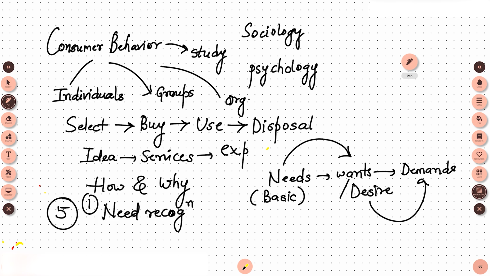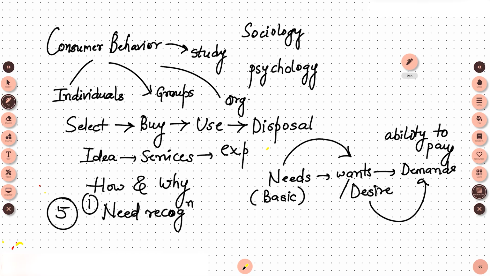Now, this particular demand is defined as the willingness and ability to pay. So when needs and wants or desires are backed up by an ability to pay is when they are culminating into demands. So it is very, very important to keep in mind the ability to pay aspect of the demand. Coming back to the first stage in consumer buying behavior, which is need recognition.